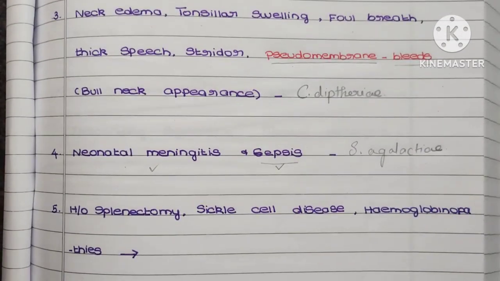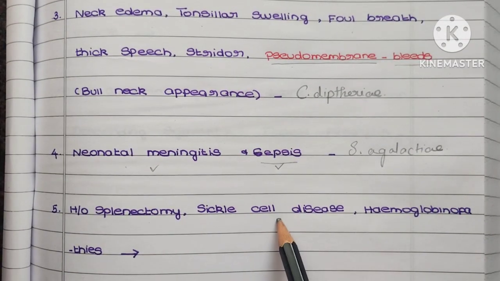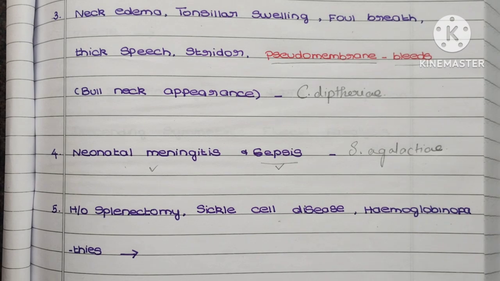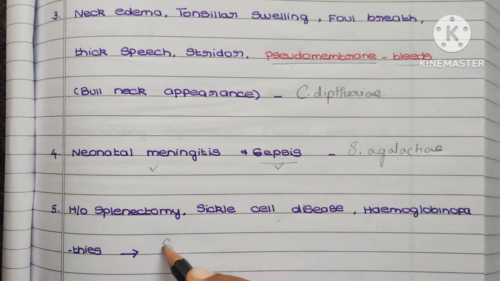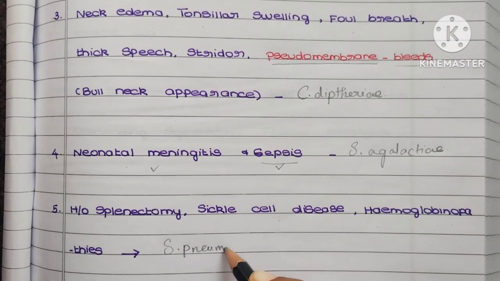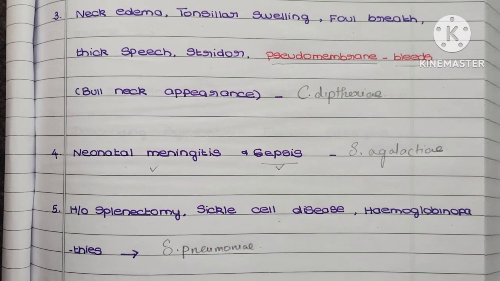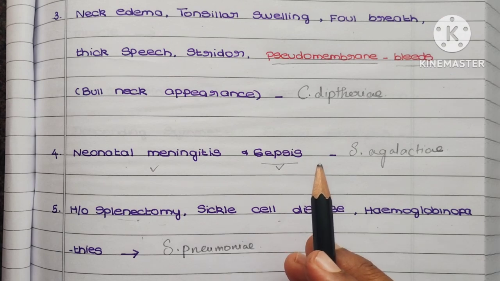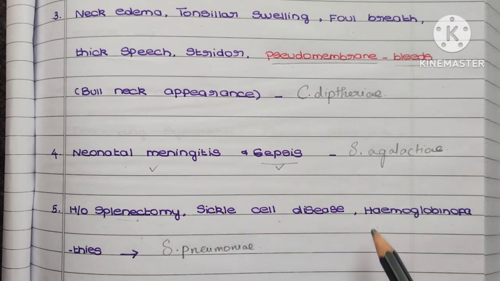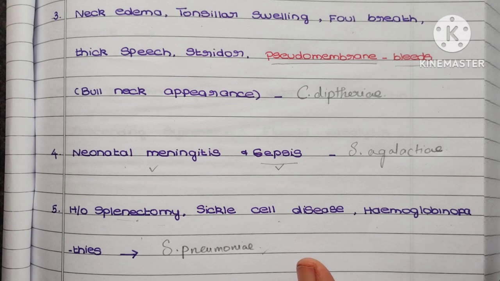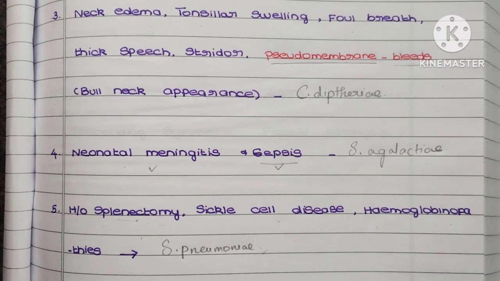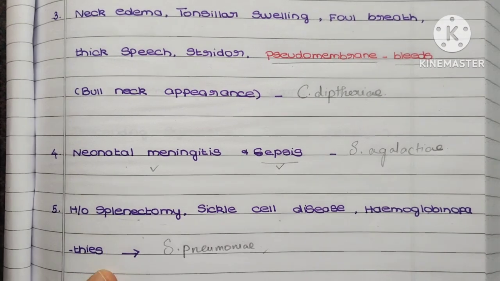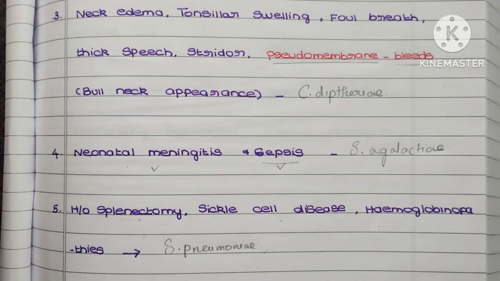Next question: if they give a history of splenectomy, sickle cell disease, or any hemoglobinopathies like thalassemia, etc., and you come across the option Streptococcus pneumoniae, you can mark that. Because what happens here is, in these conditions there will be a defective spleen. The spleen is the site of destruction for capsulated organisms. So if you come across these histories, you can mark Streptococcus pneumoniae, provided you rule out the other options. This will be the clue so that you can make out the diagnosis.